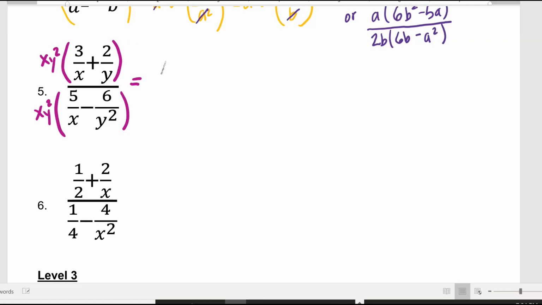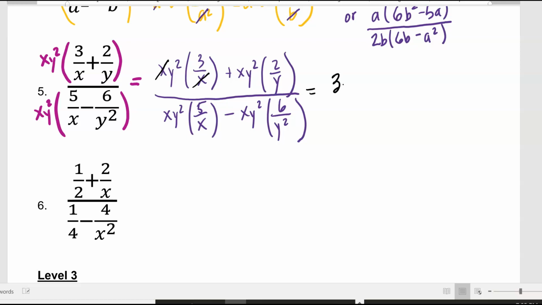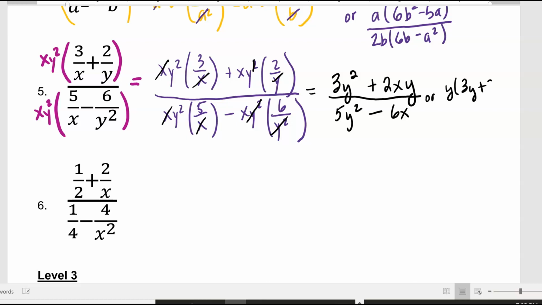And let's write it all out. We have xy squared times 3 over x plus xy squared times 2 over y, divided by xy squared times 5 over x minus xy squared times 6 over y squared. Now what we can do now is cancel out common factors. So notice that those x's go away. We're only left with 3y squared there, plus 1y goes away here, so that's 2xy. And the denominator, the x's go away there, so 5y squared minus, and the y squares go away, so that's 6x. Now you could potentially take out a y here, then that leaves you with 3y plus 2x.